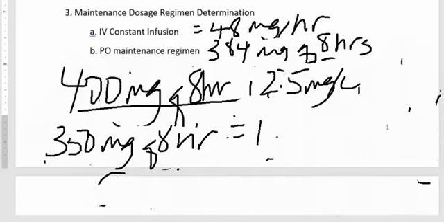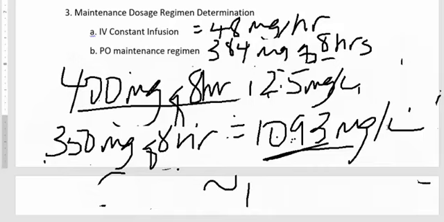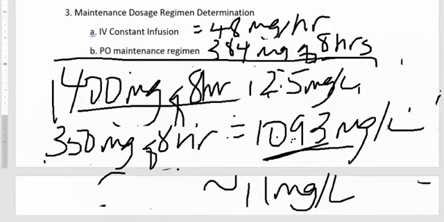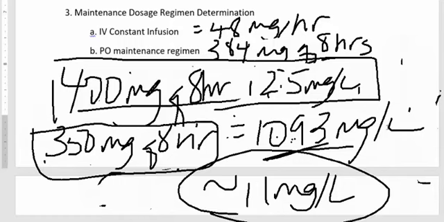The answer is 10.93 milligrams per liter. The problem with telling them 10.93 milligrams per liter is that they're going to think you really know that and that that's what it should be. This is all guessing, isn't it? So it makes no sense to say something that precise. I would say about 11 milligrams per liter is what I would tell the team. So the choice is giving 400 Q8 to get about 12.5 milligrams per liter, or 350 Q8 and get about 11 milligrams per liter. I hope that all makes sense to you.